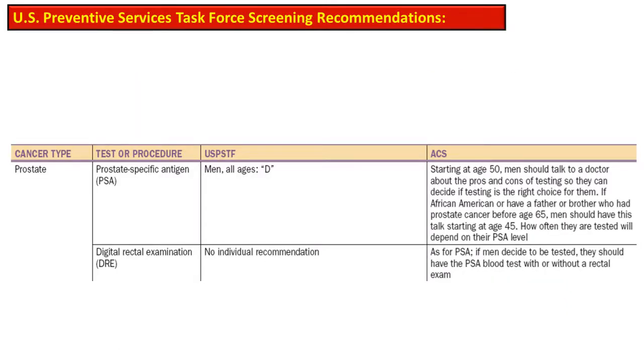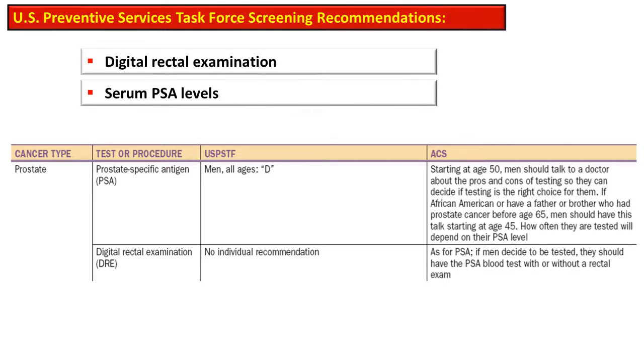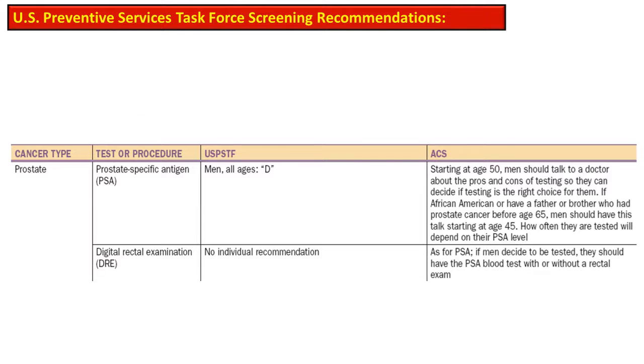The current screening program for the prevention of prostate cancer is digital rectal examination and serum PSA level. The United States Preventive Services Task Force recommends against PSA screening because they think there is moderate or high certainty that the service has no net benefit, while the American Cancer Society recommends that at the age of 50 men should talk to a doctor about the pros and cons of the testing, and decide if it is the right choice for them. They also talk about the digital rectal examination and have one.